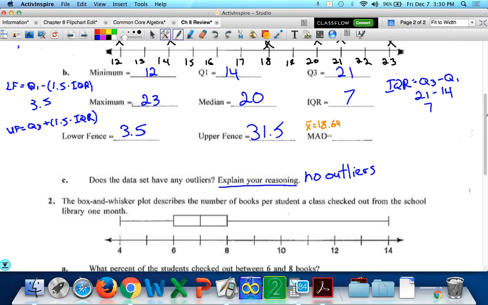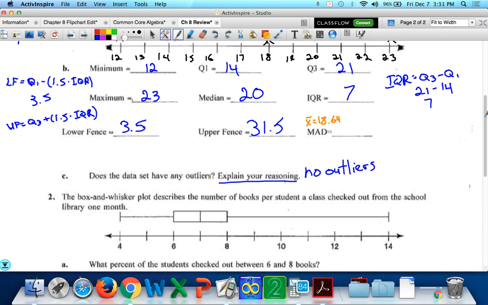Our very last thing on here is MAD. This is kind of a confusing place for this. I'll probably change where it is for the actual test, because MAD has really nothing to do with these other calculations we've done so far. MAD involves the mean, and we don't have it up there. We only have it up here because I looked ahead and knew I was going to need it.